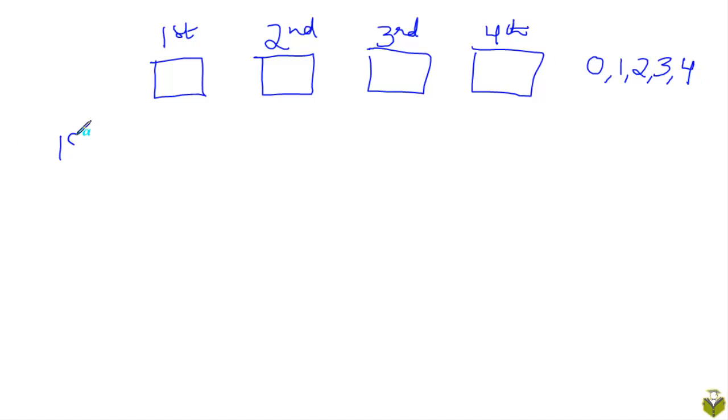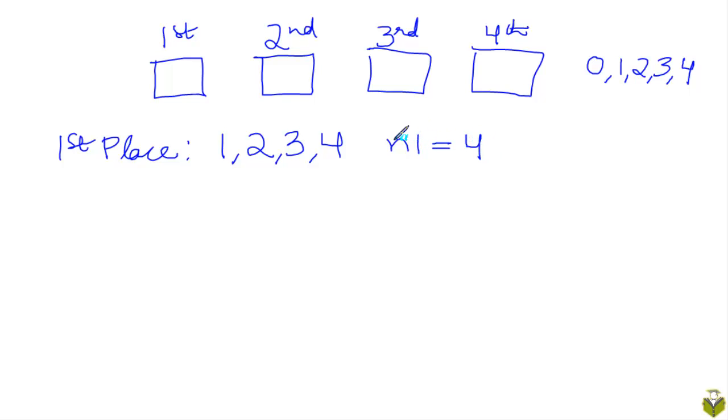So in the first place, what are the digits which I can use? What do you think? It's 1, 2, 3, and 4, right? Because 0 cannot occur in the first place. Otherwise, it won't be a 4-digit number. It will become a 3-digit number. So only 4 of these 5 digits can be used for the first place, right? So I call the number of digits that can be used for the first place as n1. So n1 is equal to 4, right?